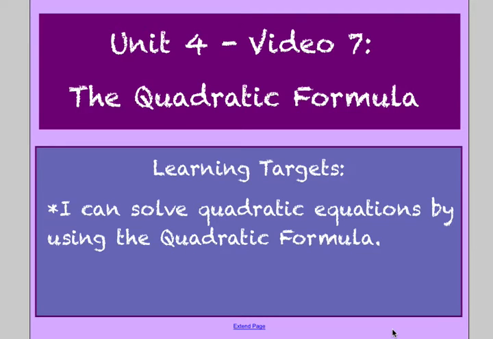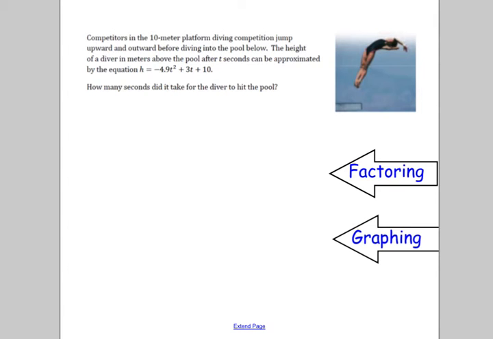So today you're going to learn how to solve quadratic equations by using the quadratic formula. So let's just look at an example.